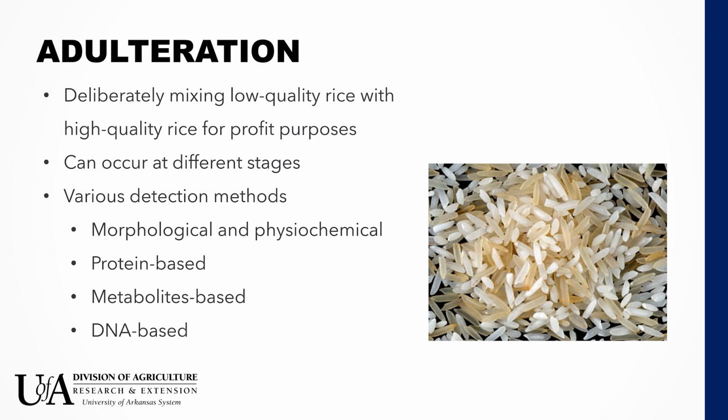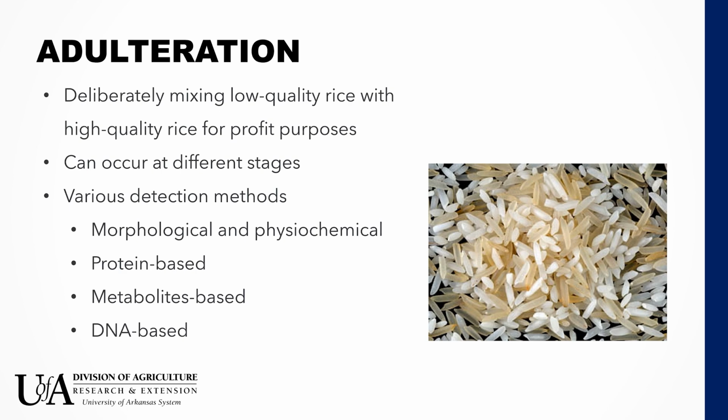Now, this can occur at different stages. There are various methods that the industry is looking at that can help to segregate those low quality rice from the high quality rice. And when I talk about low quality rice, it could also involve maybe some synthetic rice or extruded rice mixed with the natural rice.